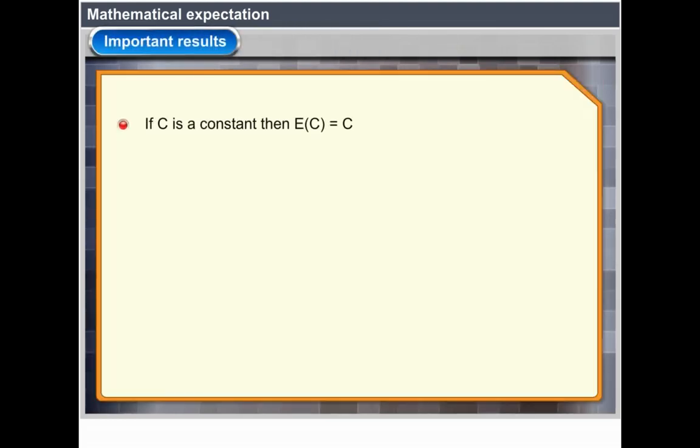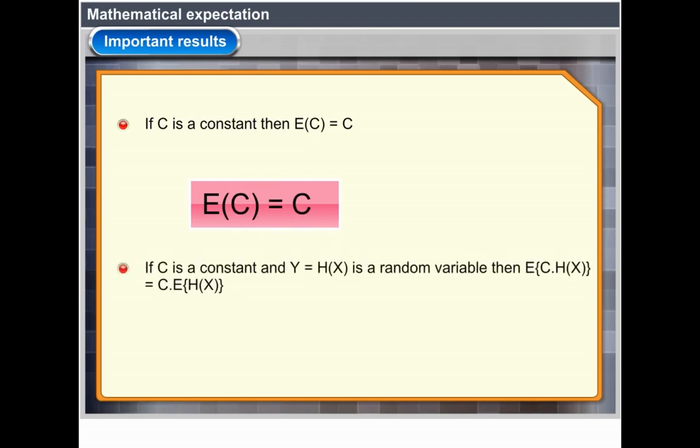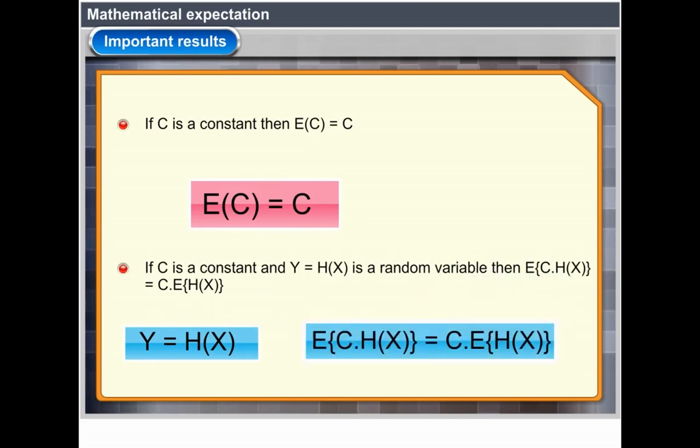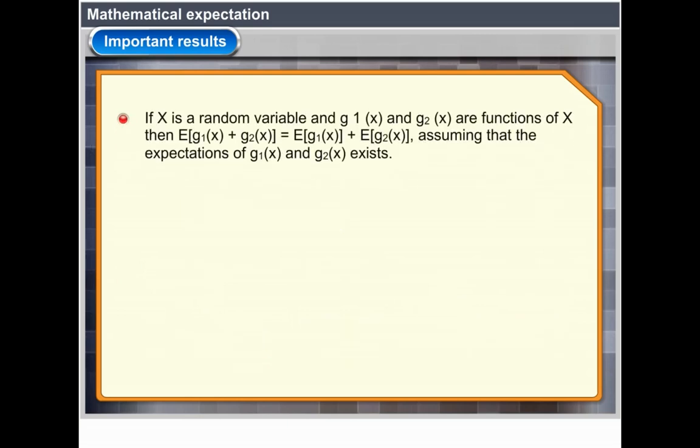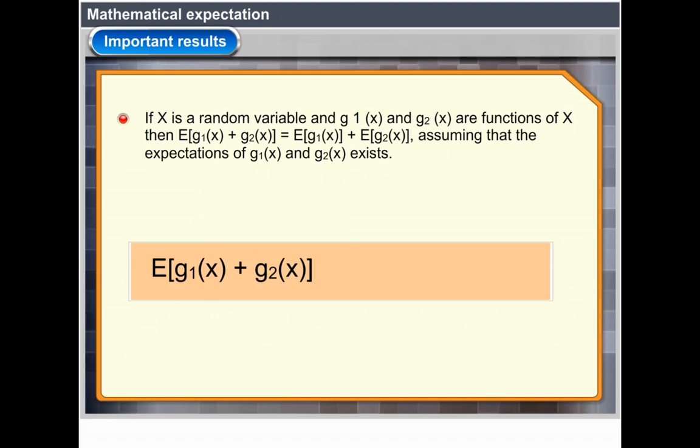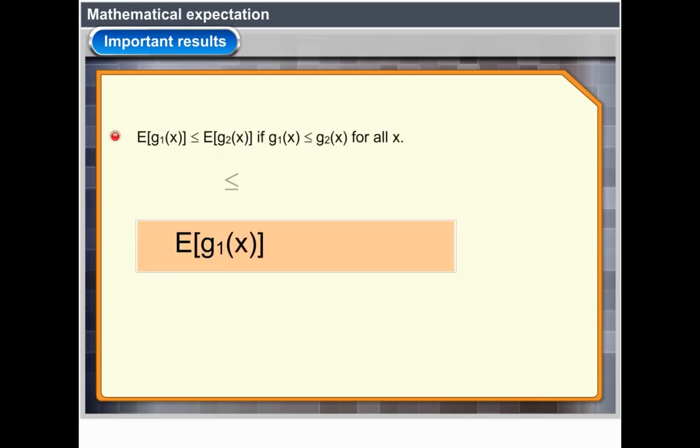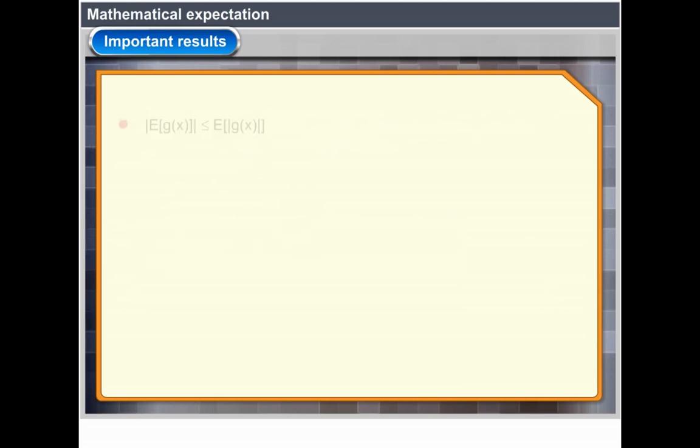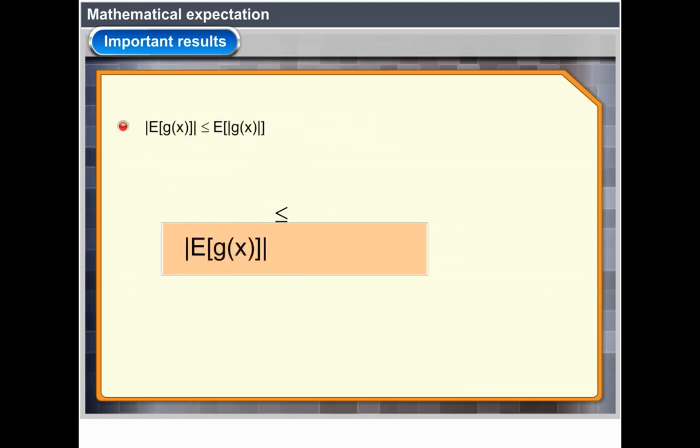Important results. If c is a constant, then expectation of c equals c. Then if c is a constant and Y = h(X) is a random variable, then expectation of c into h(X) equals c into expectation of h(X). If X is a random variable and g1(X) and g2(X) are functions of X, then expectation of g1(X) plus g2(X) equals expectation of g1(X) plus expectation of g2(X), assuming that the expectations of g1(X) and g2(X) exist. Then expectation of g1(X) is less than or equal to expectation of g2(X) if g1(X) is less than or equal to g2(X) for all x. Then modulus of expectation of g(X) is less than or equal to expectation of modulus of g(X).